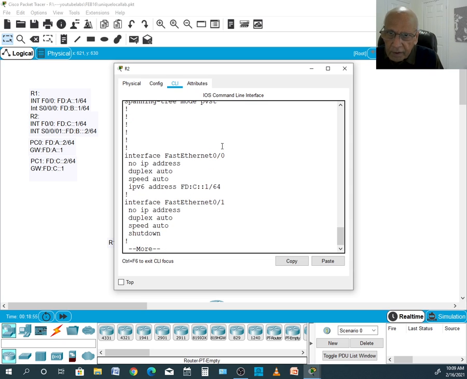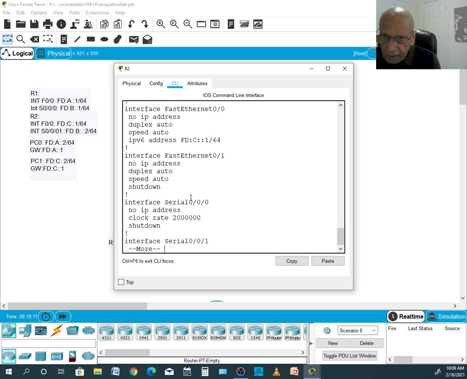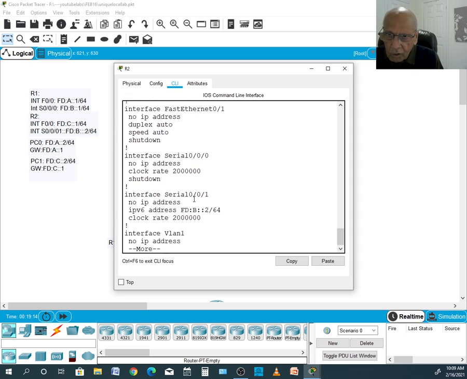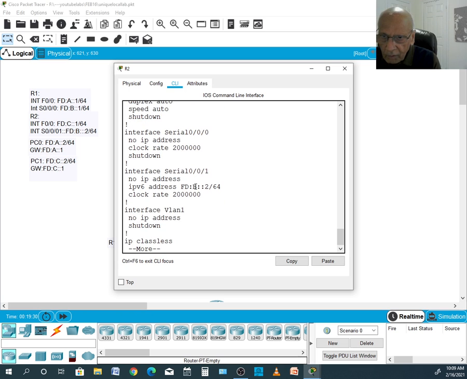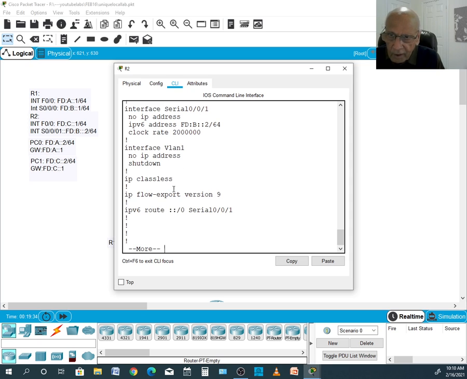If you look into the FastEthernet interface, IPv6 address FD:C. So this is network ID FD:C, and then ::1, that means the host part, /64. Then let's check the serial link between router 1 and router 2. You can see that they are sharing this network FD:B, and this side is address 2. And remember, on a serial link we all know there is a DTE and DCE. Let's not talk about that, because you don't have to worry about it anymore in Packet Tracer. And then on my routing, because I'm configuring a static route, IPv6 route ::/0 for the default means whatever is on the left-hand side, the network ID side, I don't care. I am not using any prefix, 0.